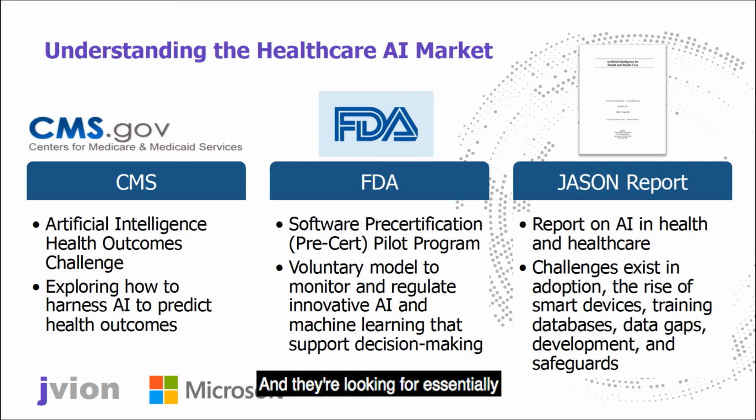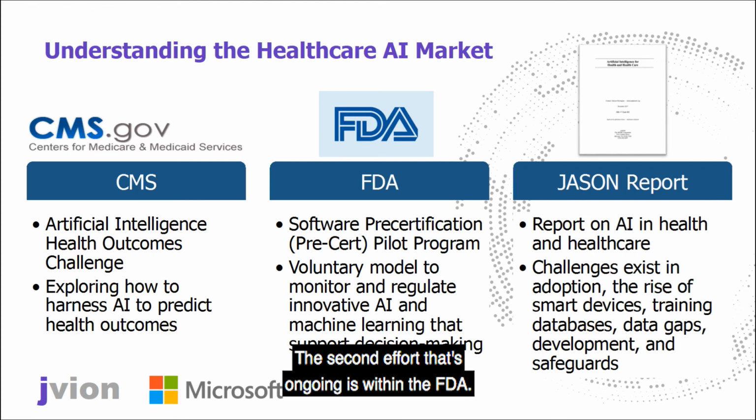market, really across all types of sectors, so that are all represented here today. And they're looking for essentially submissions for a challenge around AI. It's called the Artificial Intelligence Health Outcomes Challenge. Again, looking to see how we can use AI to better predict health outcomes, and it really ties back to that quadruple aim that I mentioned before.